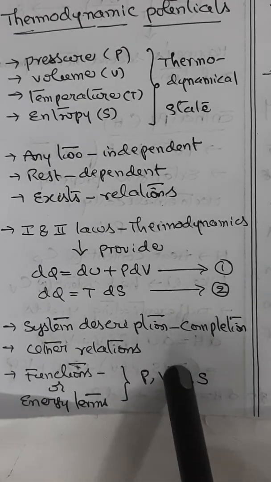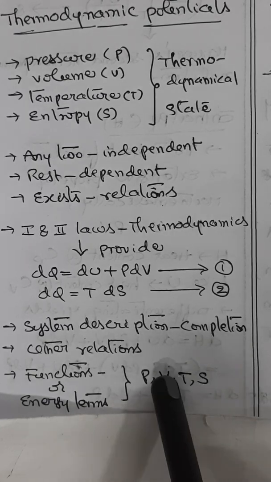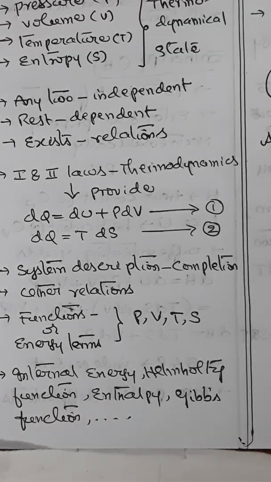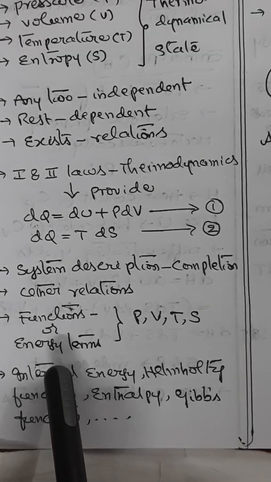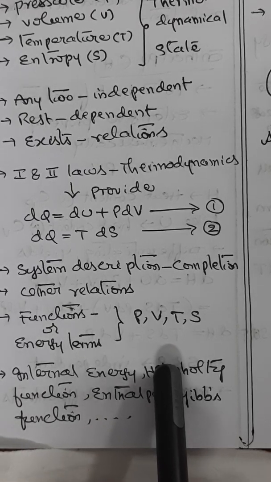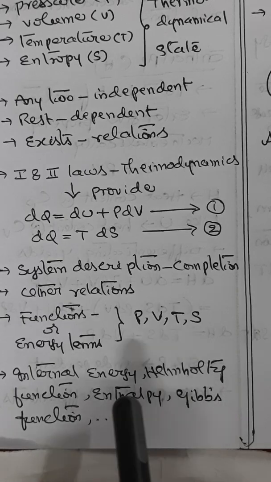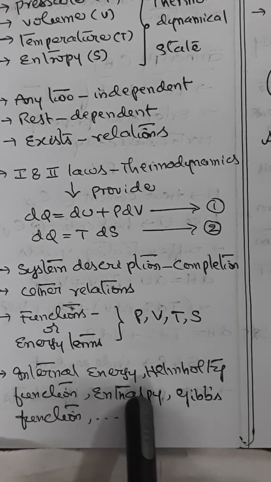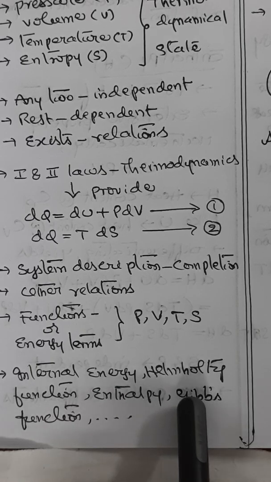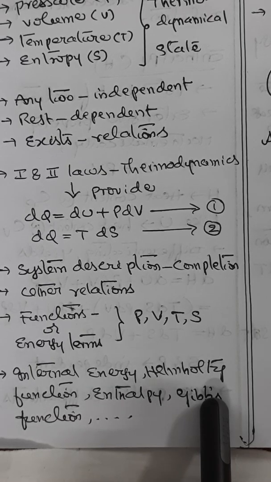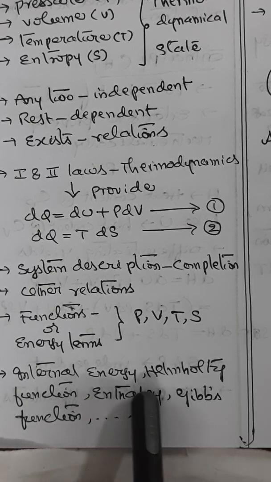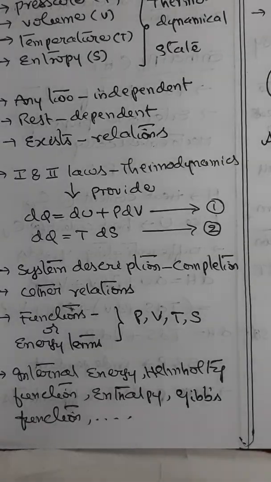Generally, when we combine these variables as energy functions, some of the thermodynamic potentials we get are internal energy represented as U, the Helmholtz function represented as F, and enthalpy. Enthalpy is nothing but the total heat function, represented as capital H, and the Gibbs function represented as G. So these are the thermodynamic potentials which we shall discuss one after the other.